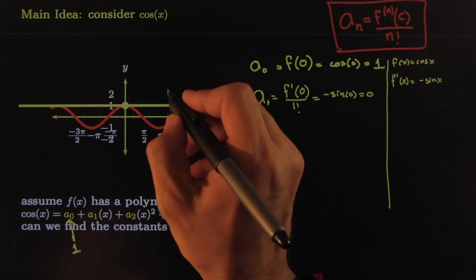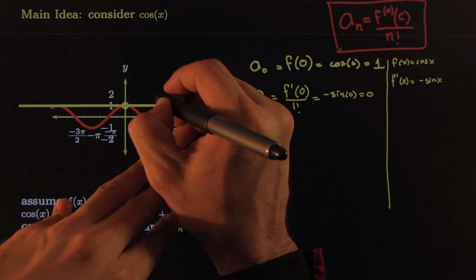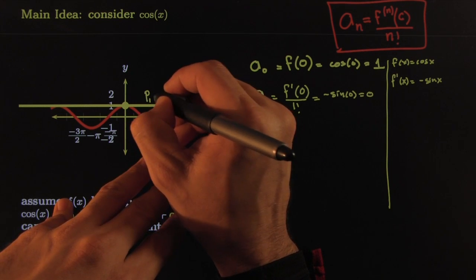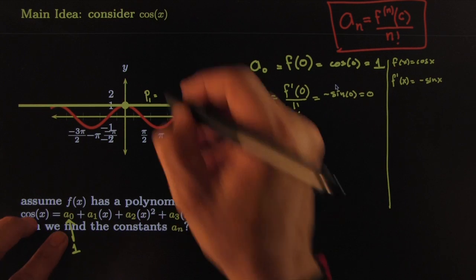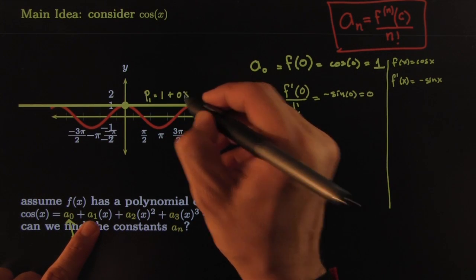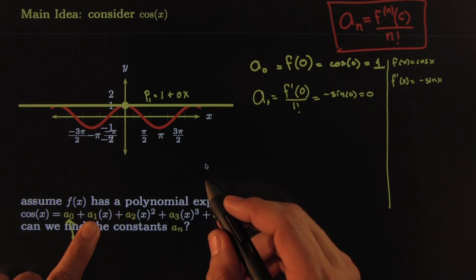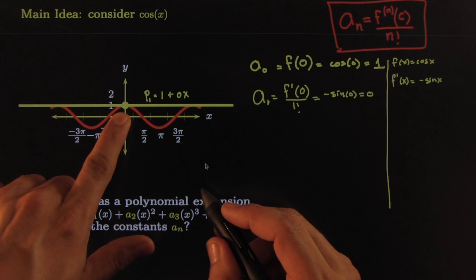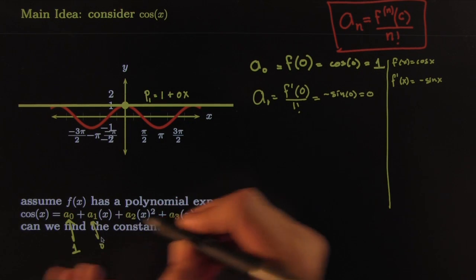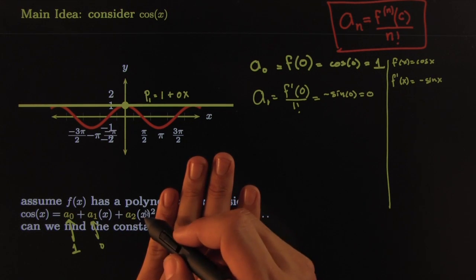My degree 1 polynomial is equal to 1, I'm copying it from here, plus 0 times x. That right there is my first polynomial. Got it? It matches the value and it matches the first derivative. We're good so far up to that. Right? A1 is equal to 0. Once we're good up there, we need to continue and find the best fitting degree 2, the parabola.